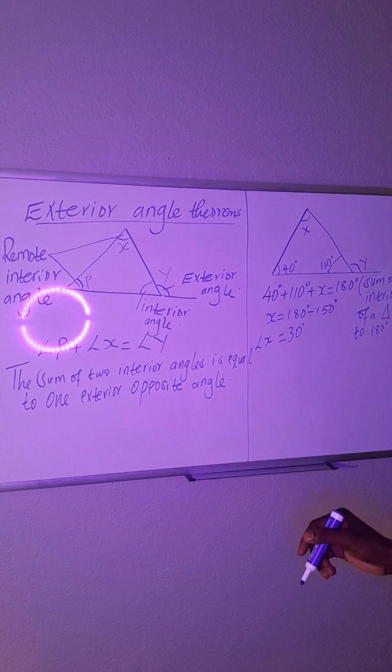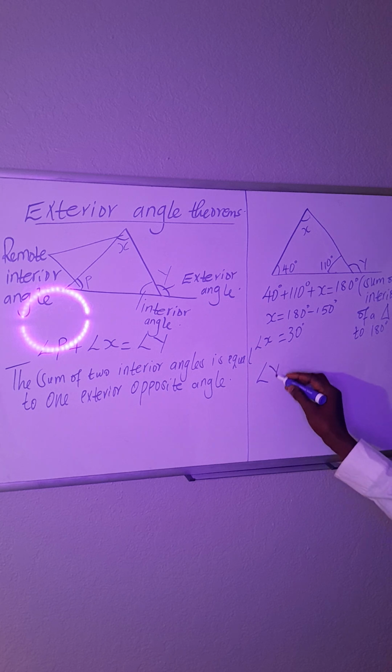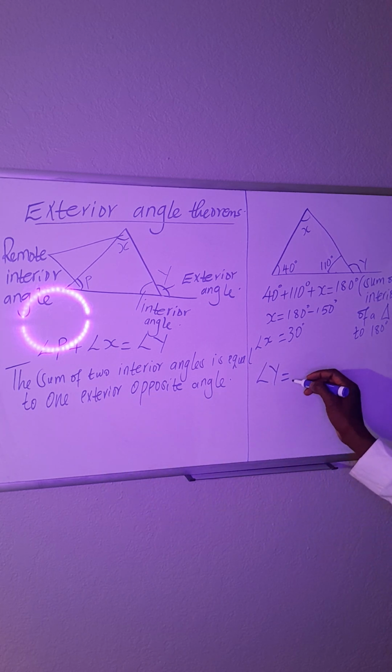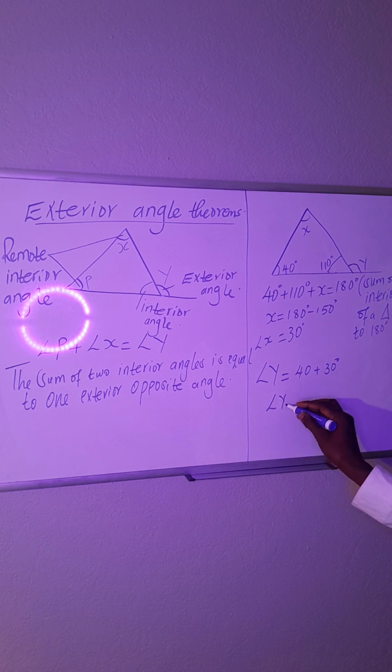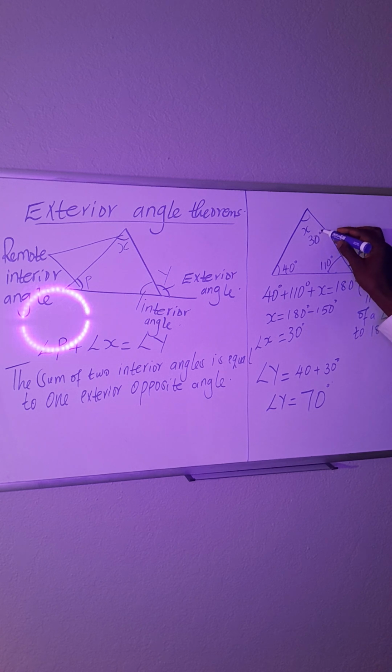With angle X being 30 degrees, then I can get angle Y. Why? Because angle Y being an exterior angle is equal to the sum of the two interior angles. Therefore, angle Y is equal to 40 plus 30 degrees, which is 70 degrees. Therefore, this angle is 70 degrees, while this angle is 30 degrees. I want you to follow through that.